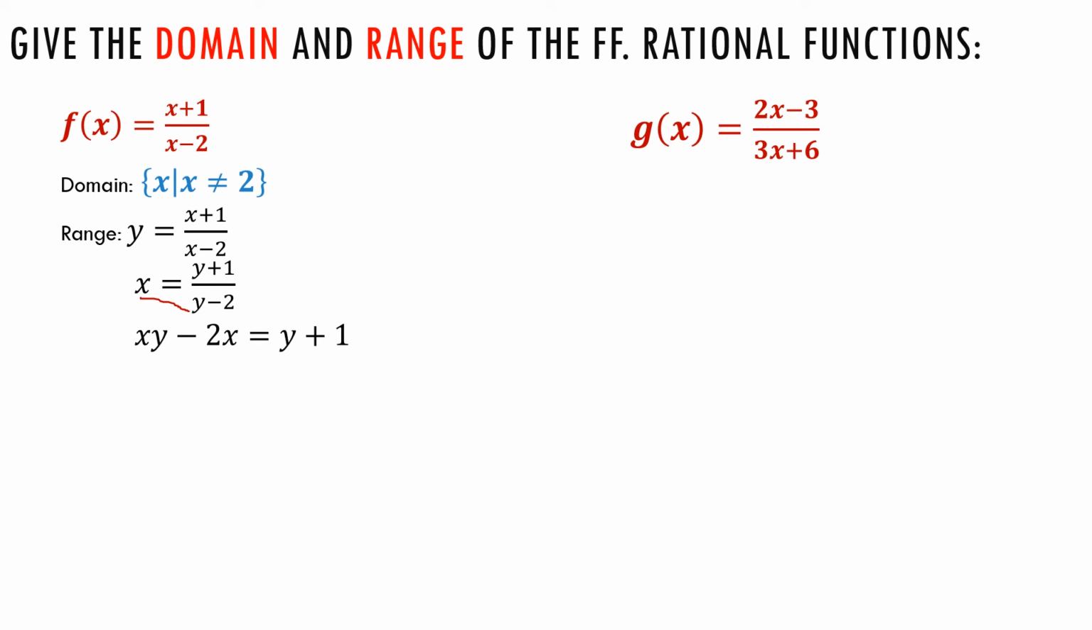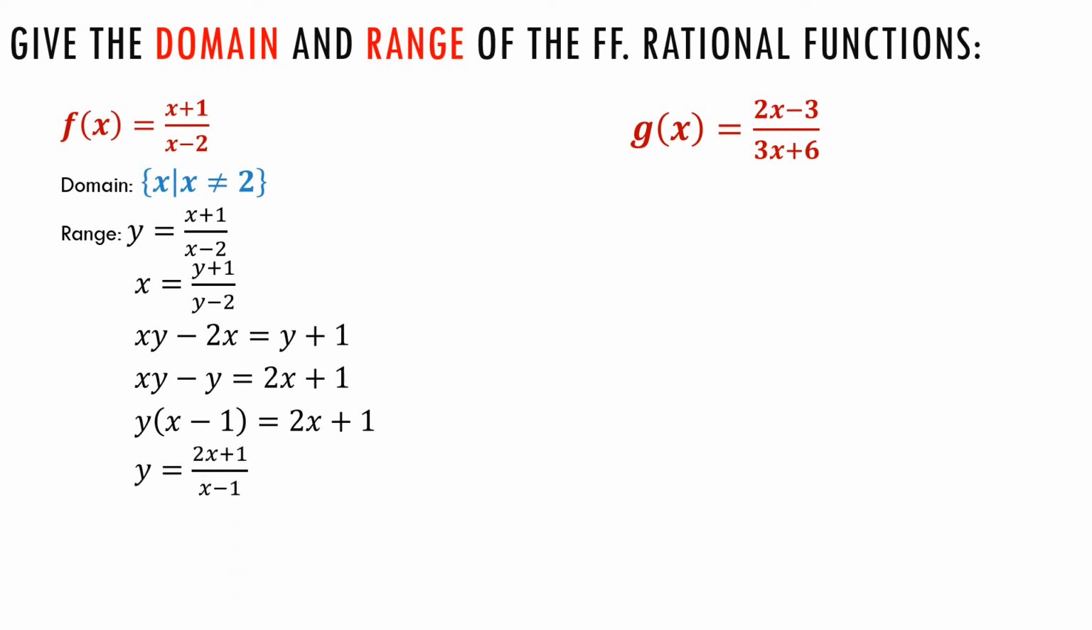Now, lahat ng may y, ilagay natin sa isang side, sa left side. Then, yung other side, yung mga natirang terms, we have xy minus y equals 2x plus 1. Now, let's factor out y dito sa left side ng equation. Magiging y times the quantity x minus 1 equals 2x plus 1. Now, let's divide both sides by x minus 1. Magiging y equals 2x plus 1 all over x minus 1.